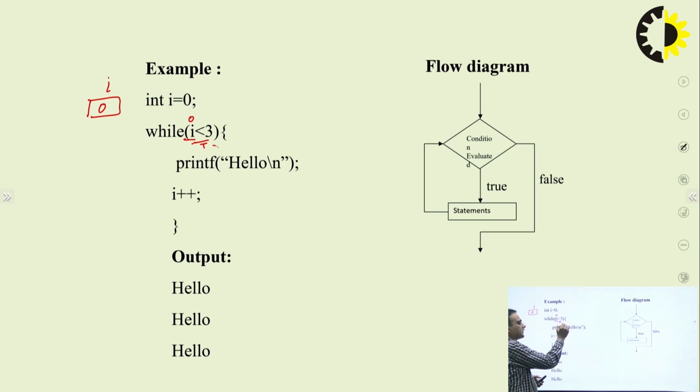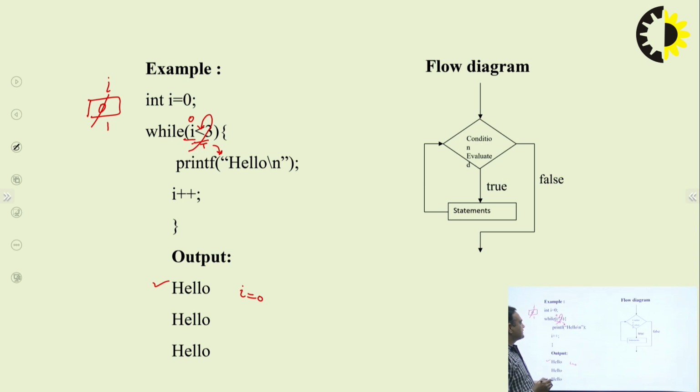When the condition is true, control will execute the statement in the body of the loop. The hello will be printed for i = 0. Then, post increment: the value of i will be incremented, that means 0 to 1. Then, once the counter variable is incremented, the control goes to the for condition check.